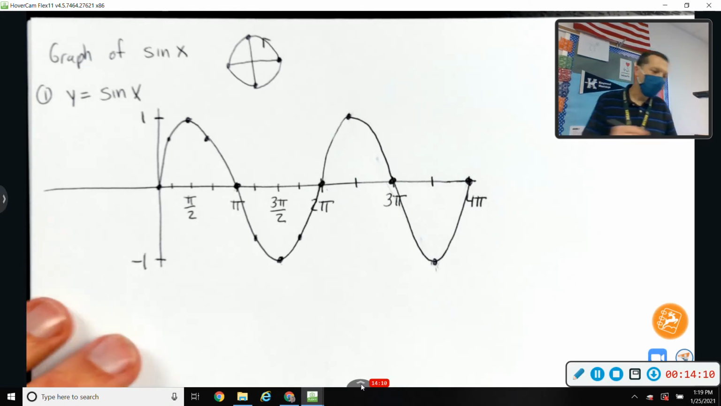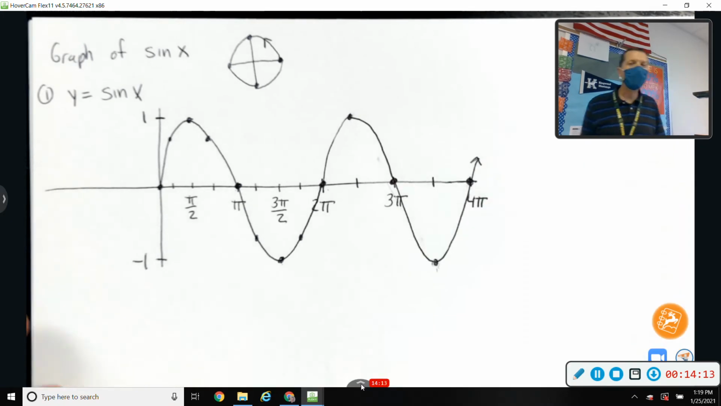And then if we kept going, it would do the same thing. So I'm just going to put an arrow out there and say, you get the idea. We could draw this forever.